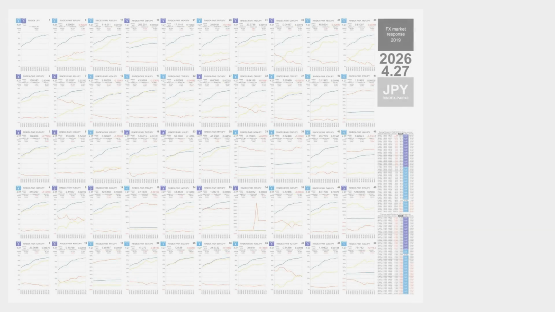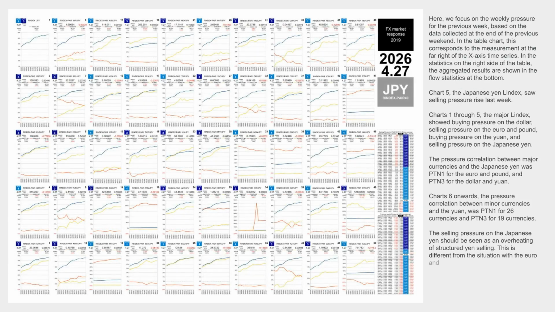Here, we focus on the weekly pressure for the previous week based on the data collected at the end of the previous weekend. In the table chart, this corresponds to the measurement at the far right of the x-axis time series. In the statistics on the right side of the table, the aggregated results are shown in the flow statistics at the bottom. Chart 5, the Japanese yen Lindex, saw selling pressure rise last week.